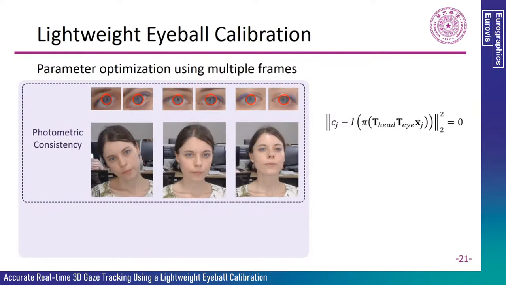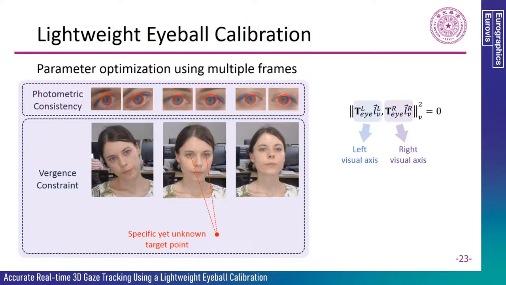To be specific, with all these images collected, we solve for the user-dependent eyeball parameters. The first constraint here is the photometric consistency. It means that in each calibration frame, the projected 3D eyeball should match the 2D eyeball in the image. The red circles here visualize the projected boundaries of 3D irises. So when projecting the 3D eyeball into the 2D image, the intensity C_j of a vertex j should match the image intensity at the projected location. C_j is determined by the aforementioned appearance model.